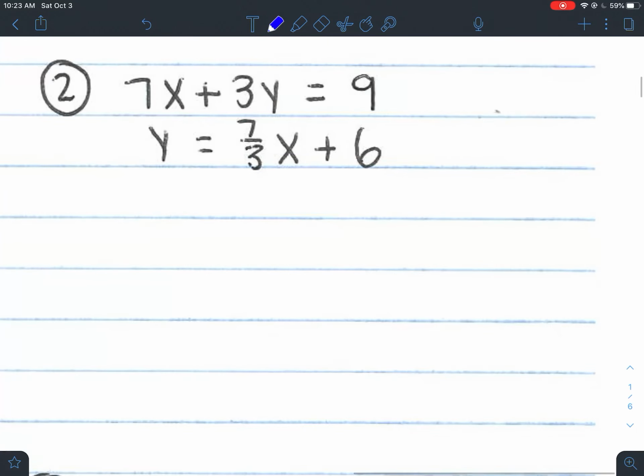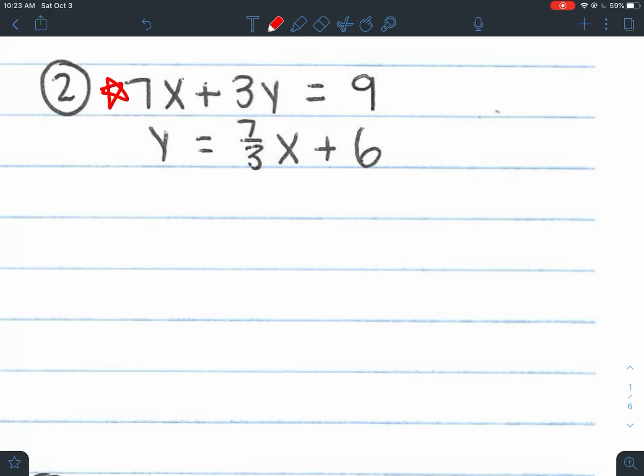Moving on to number 2, we have 7x plus 3y equals 9 and y equals 7/3 x plus 6. Now with this first equation, do we know the slope? We do not. The slope is not 7, okay? A lot of people will be like, oh, what's next to the x? It has to be the slope. However, this is not in slope intercept form. It's actually in standard form, and standard form does not give us the slope.